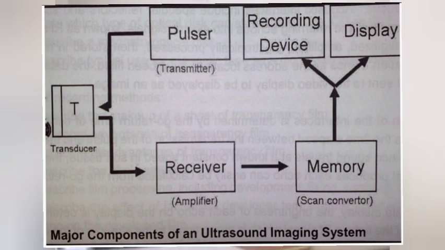Now, the pulsar, what does it do? How does it do what it does? The pulsar produces the electrical voltage bursts that are sent to the transducer. I said voltage bursts because it does not send a continuous electrical voltage. It sends short bursts of voltage to the transducer. In response to each burst, the piezoelectric crystal in the transducer vibrates to produce a pulse of ultrasound.